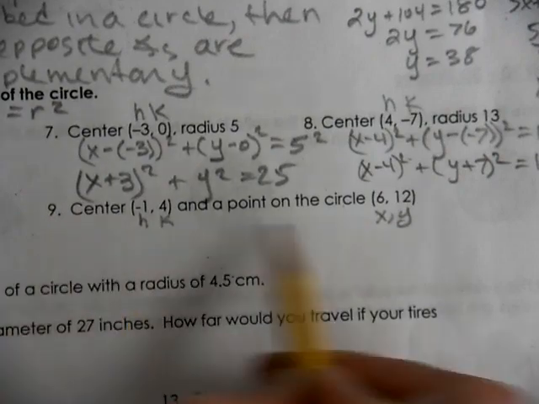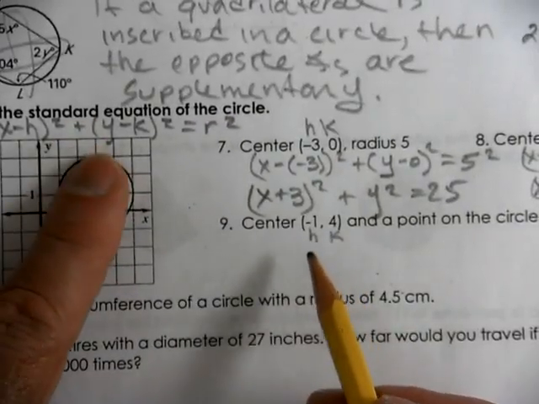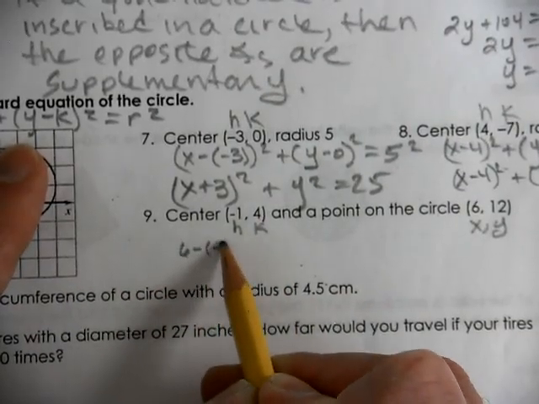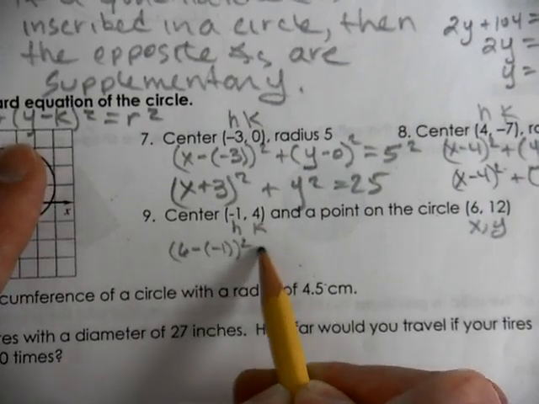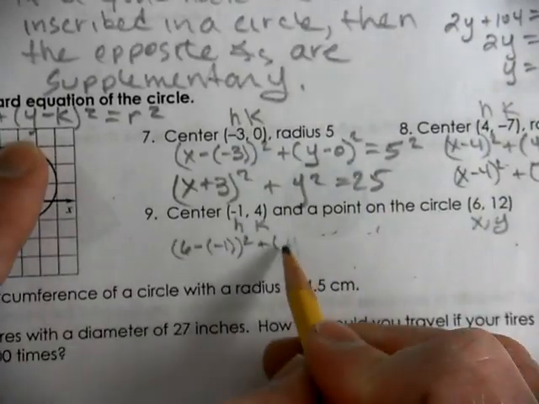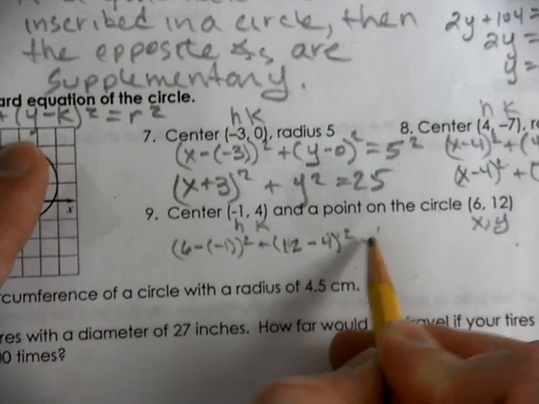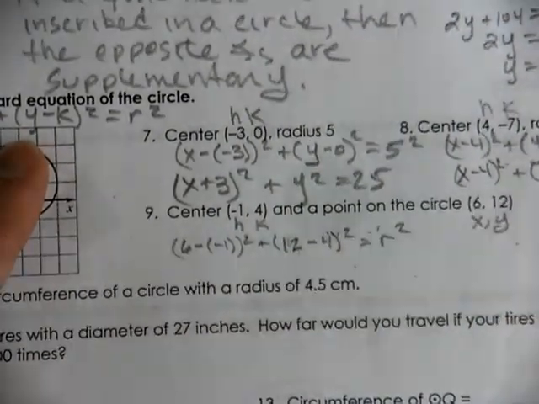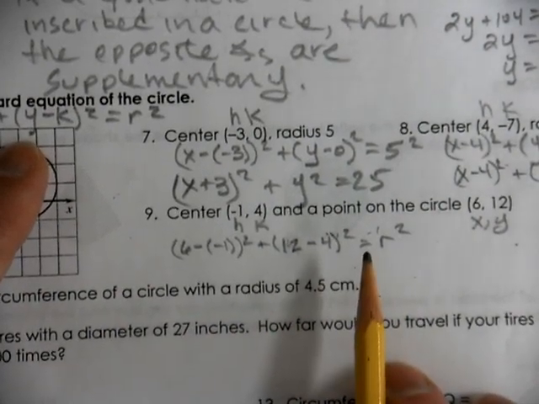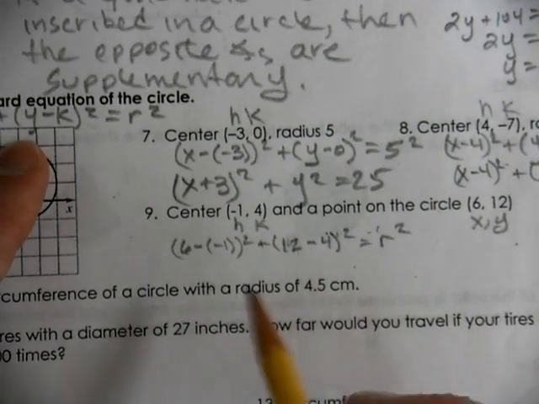So we're going to start with our equation up here. So that's going to be 6 minus the negative 1, and the y value, which is 12, minus 4. What we don't know is our radius. That's what we're trying to solve for. This is not an equation of the circle. We got to keep going.